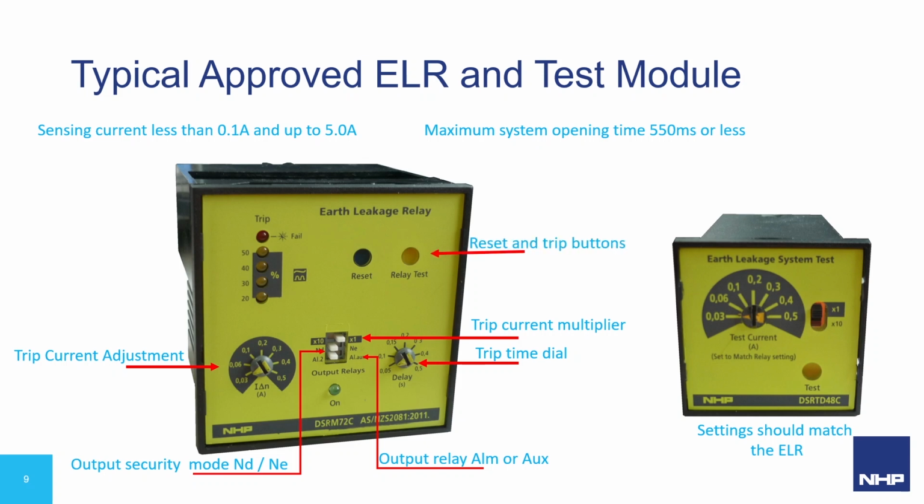Clause 6.5 states that automatic reset functionality is not allowed. Local and remote reset is allowed only. This is a local manual reset button and relay test button. The relay also features LED proportional leakage indication from 20% to 50% of the set trip level.